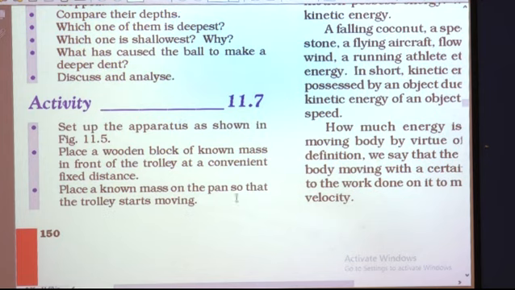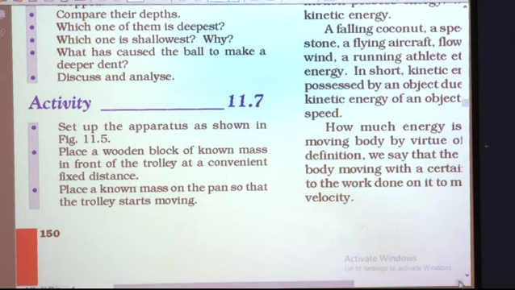Okay. Now, there is another activity. Set up the apparatus as shown in the figure. Place a wooden block of known mass in front of the trolley at a convenient fixed distance. So, what you have to do in this? You have to set up the apparatus shown in figure 11.5. Take a wooden block whose mass is known and place it in front of the trolley at a convenient fixed distance. Place a known mass on the pan so that the trolley starts moving.